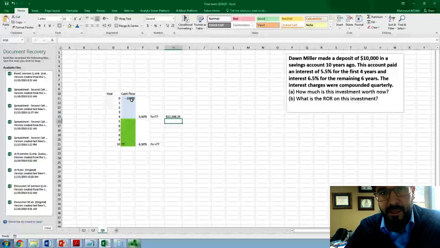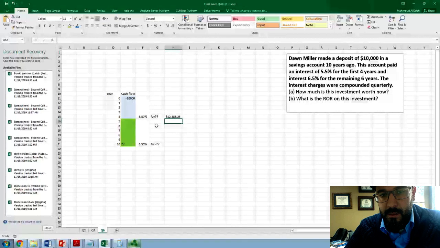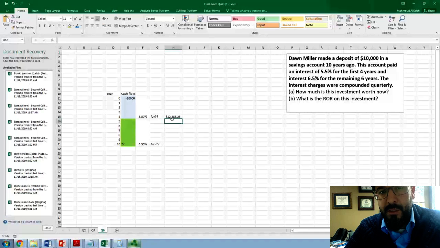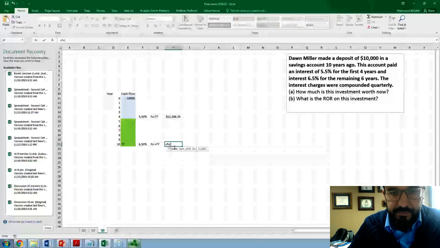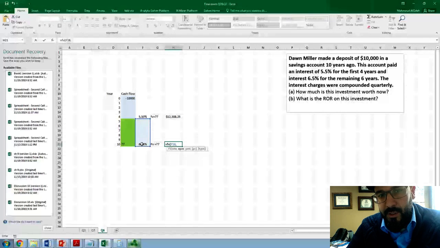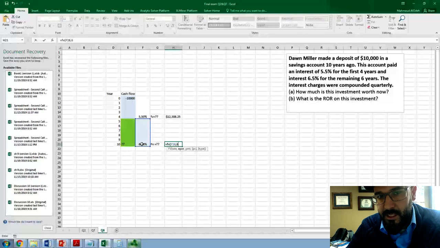The $10,000 after 4 years will be $12,388. Now we're going to use this amount as a present value, and we're going to invest this for an additional 6 years, year 5, 6, 7, 8, 9, and 10. And we're going to use the future value function. The rate now is a different rate, 6.5. Number of years, we're going to invest this for 6 more years. And we don't have any payment.